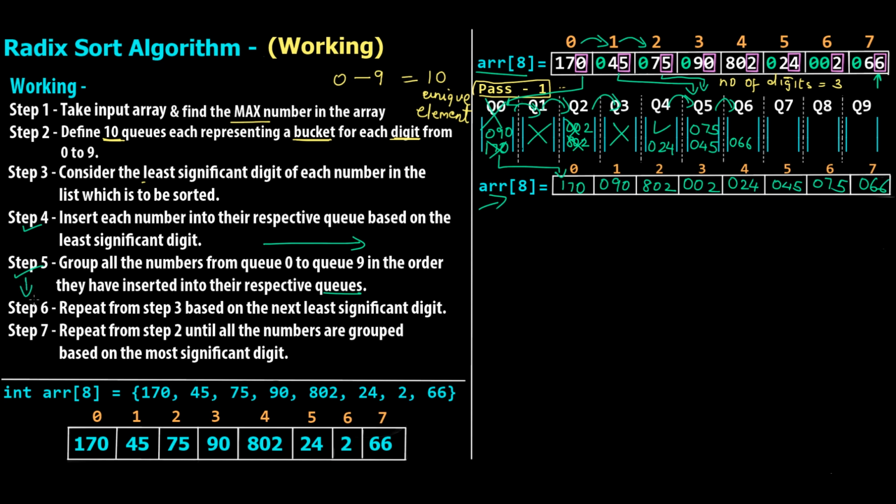So let's move to step 6. In step 6 it says repeat step 3, step 4, step 5 based on the next least significant digit. So you can see now that the next least significant digit is the tens place, because we have 3 digits in the maximum element. We have to do this pass 3 times. So we have just done one pass. Now we will move on to the next least significant digit, which is the tens place.